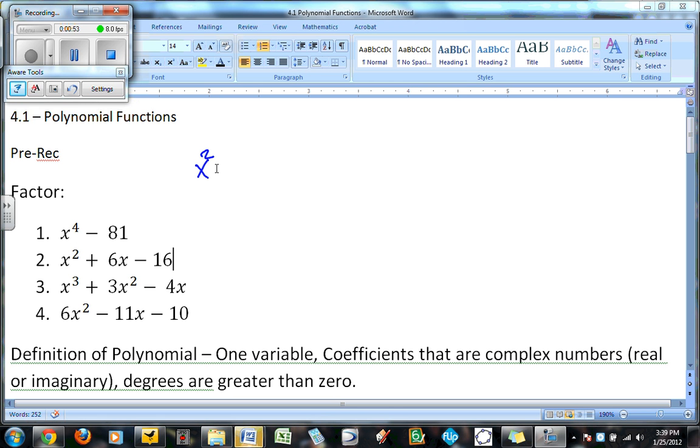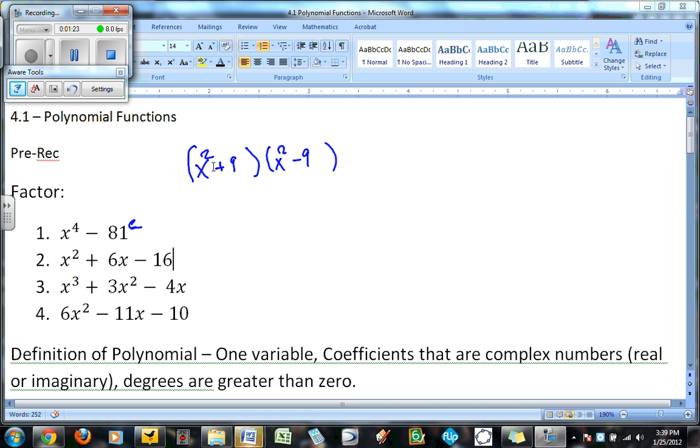The difference of perfect squares means we're going to break it into two parentheses. If I were to FOIL these out again, it would be this exact thing right here. The square root of x to the fourth is x squared, and the square root of 81 is 9. So it breaks down into x squared plus 9 and x squared minus 9. We're still not done yet. When it has a plus sign, it's not a difference of squares. In fact, it just remains the same.